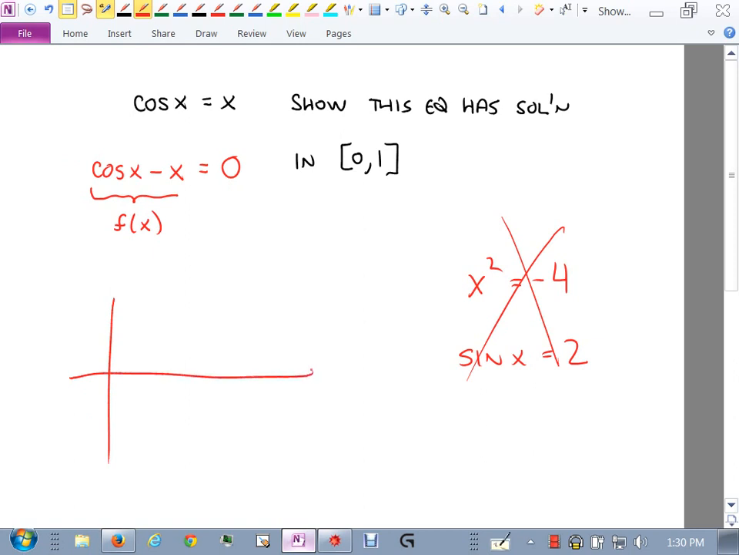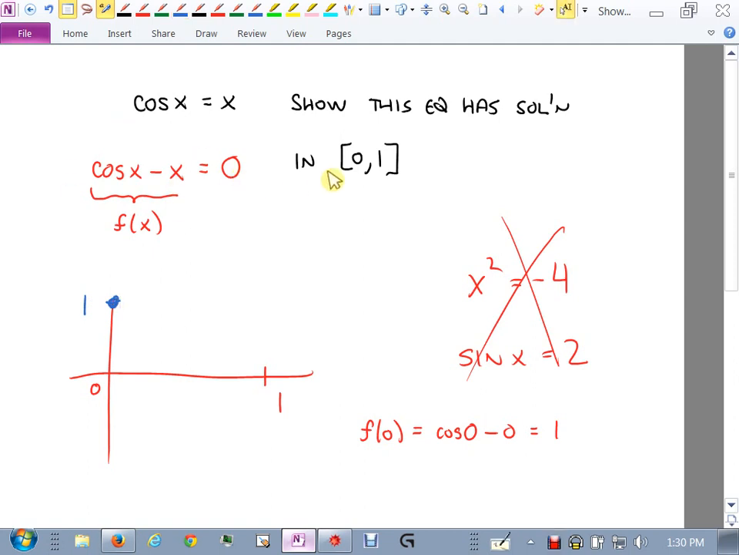Now, I don't know what the graph of this function looks like, but I'm going to look at its value at 0 and at 1. So tell me what f of 0 is. What is this function's value at 0? Well, that's cosine of 0 minus 0. Cosine of 0 is 1, right? So you get 1 minus 0 is 1. So that means that at 0, I'm up here at 1, correct?